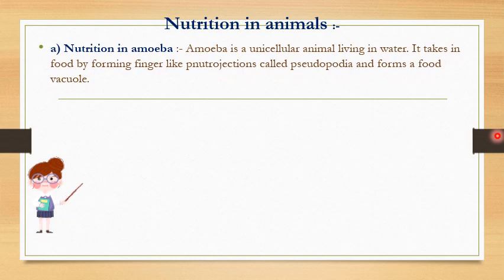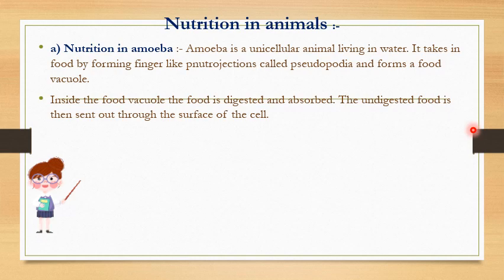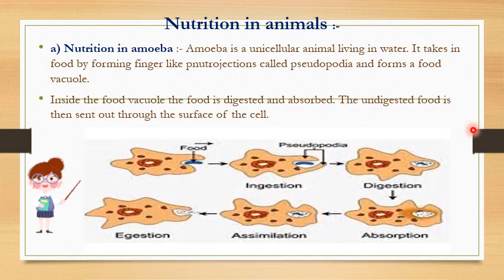So here I have taken an example. The first one is nutrition in amoeba. Amoeba does not have any specialized organ for nutrition like human beings. We have a digestive system, right? What about amoeba? Do they have any digestive system? No, right? So the entire process is carried out through the body surface, with the help of a finger-like projection called pseudopodia. You can see here this finger-like projection, it is helpful to absorb the food.